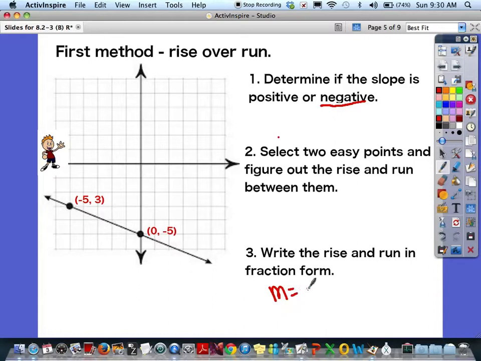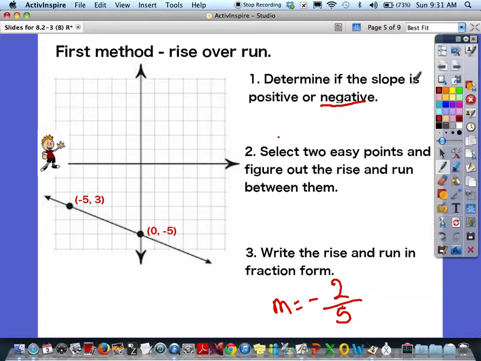M equals a negative, looks like the rise difference here is 2. And then the run difference would be 1, 2, 3, 4, 5. 5. So we get a negative 2/5 for our slope. Well, that's pretty sloppy looking. Let me fix that a little. So m equals a negative 2/5 because we went down 2 and over 5. Another way to know it's negative is we're going down overall.